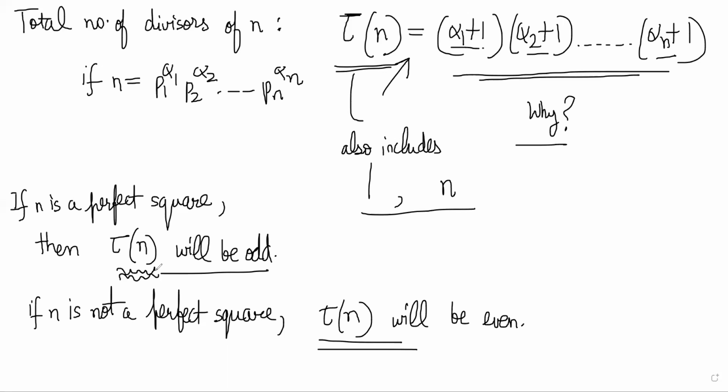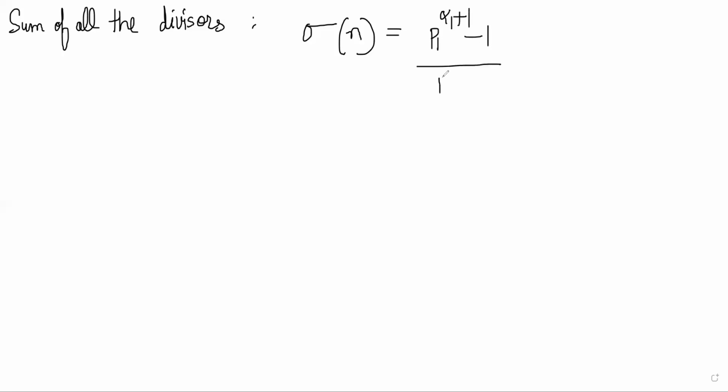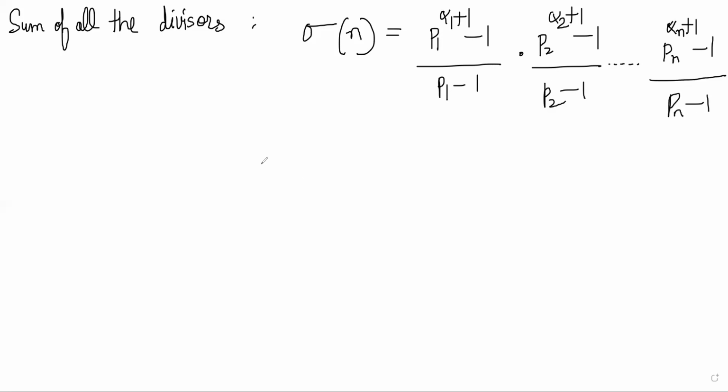Now you can even find the sum of all possible divisors from here. Tau of n is telling you the total number of divisors, but you can also find the sum of all possible divisors, and that is written as sigma of n. It will be equal to (P1 power alpha 1 plus 1 minus 1) by (P1 minus 1), times (P2 power alpha 2 plus 1 minus 1) by (P2 minus 1), and so on till (Pn power alpha n plus 1 minus 1) by (Pn minus 1). Here n was P1 alpha 1, P2 alpha 2, and so on till Pn alpha n.